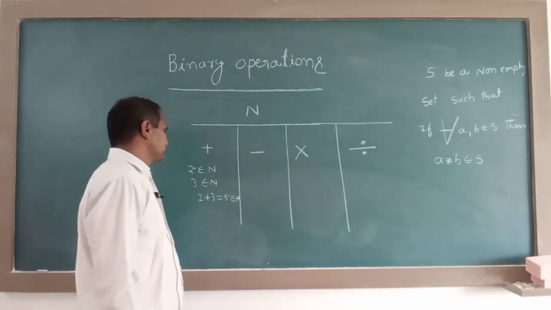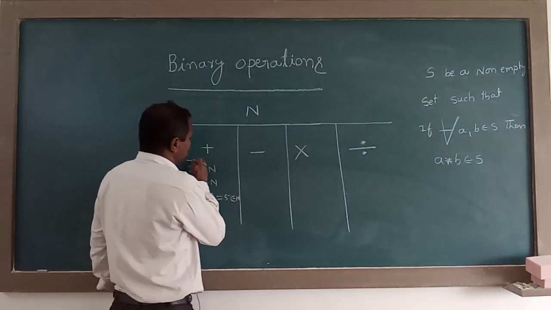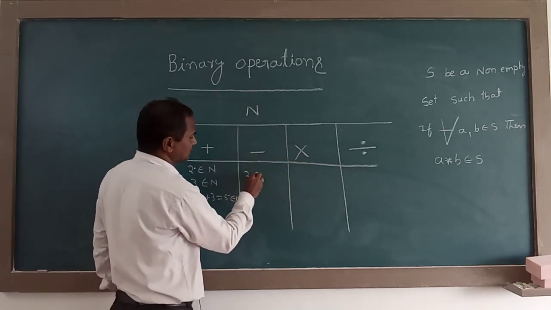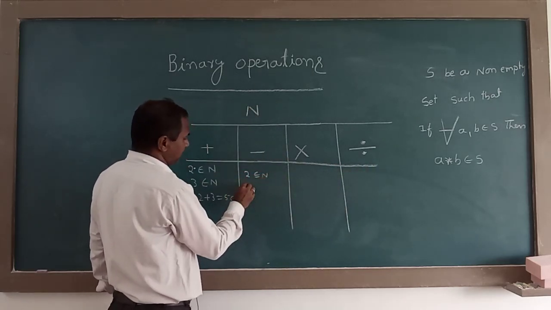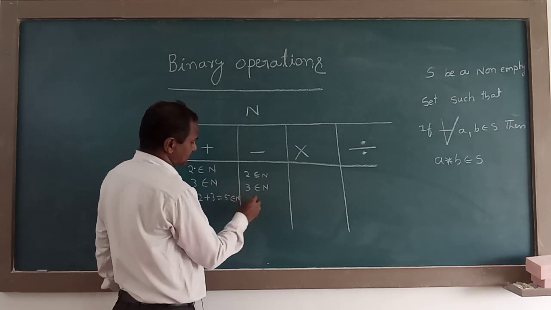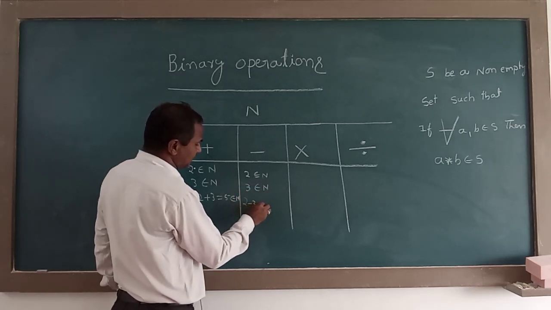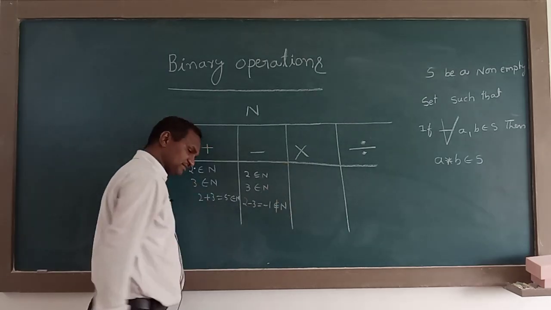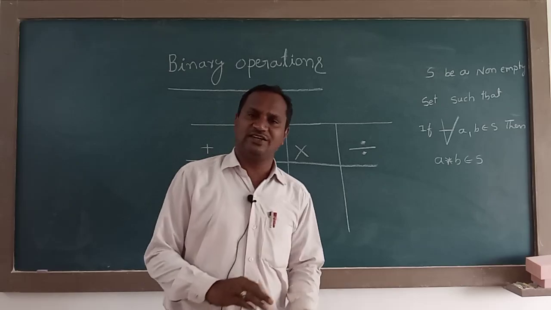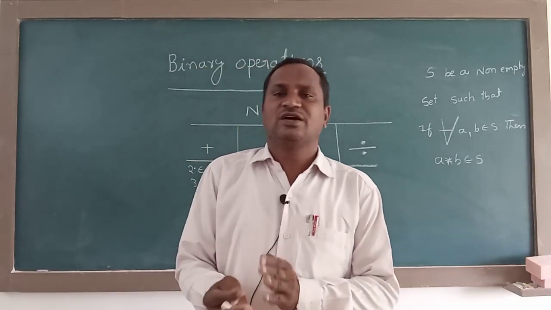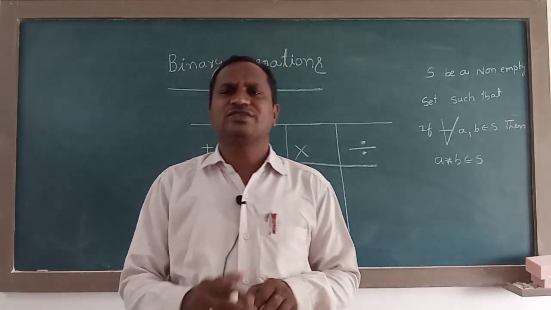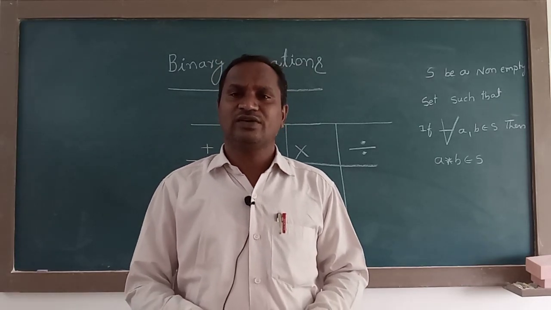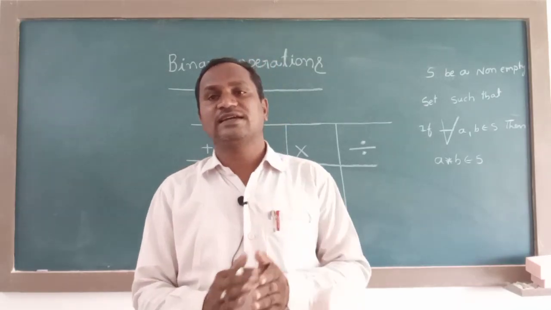Come to subtraction. See here, if you observe, 2 belongs to capital N, 3 belongs to capital N. 2 minus 3 is equal to minus 1, which does not belong to capital N. Of course, you may raise one doubt: sir, why can't you do 3 minus 2? Of course, you can solve. You can do 3 minus 2 or you can do 4 minus 3. But reversely, it is not satisfied.